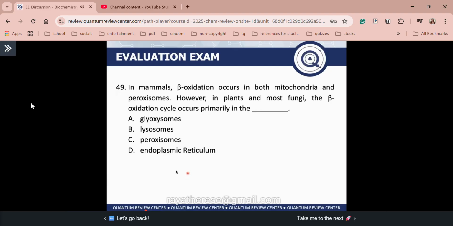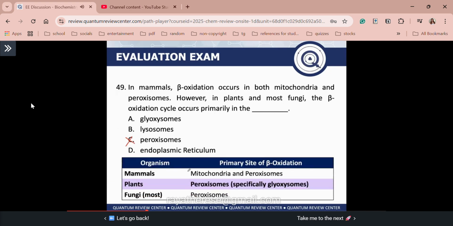So of course, it's no longer peroxisome, okay? Because it's already stated in the question. So peroxisomes is impossible, okay? So now we are left with 3 choices. And of course, class, the answer is A, glyoxysomes. For your plants, the main site of beta oxidation includes your mitochondria and your glyoxysomes, a type of peroxisome, okay? So class, again, beta oxidation in plants is heavily localized or concentrated in your glyoxysomes. Who got the correct answer?